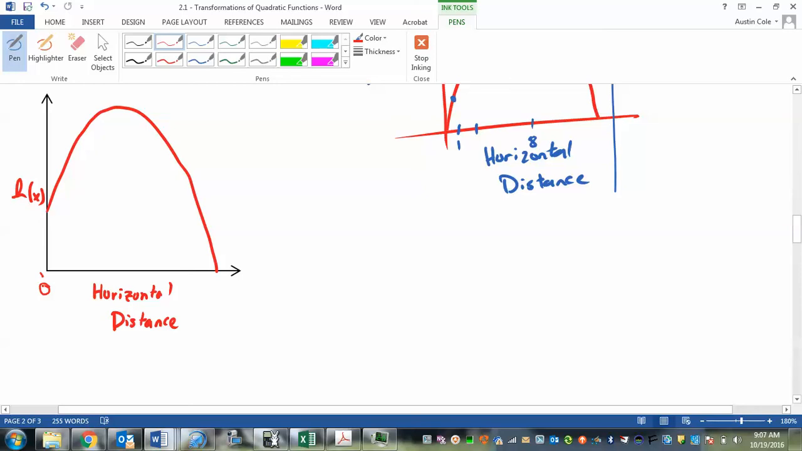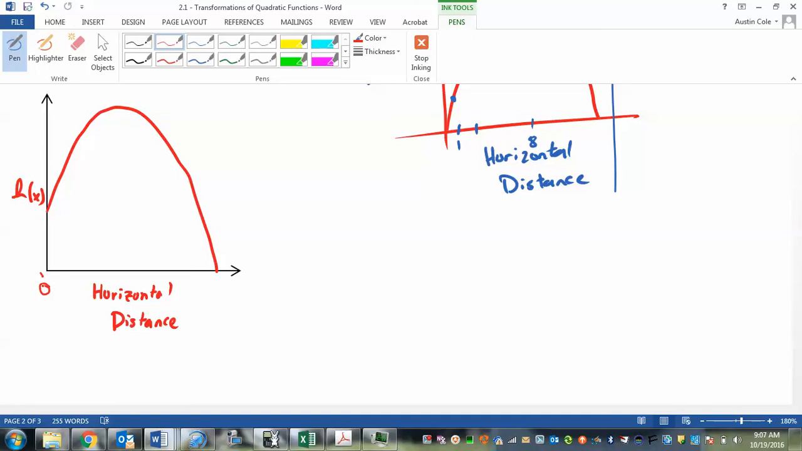So at 0, how high are we? 11. At 0 horizontal feet, we're up 11 feet. What does that mean? That's where we're starting. Relative to the graph, aren't we launching a balloon? Yeah, we're launching a balloon.